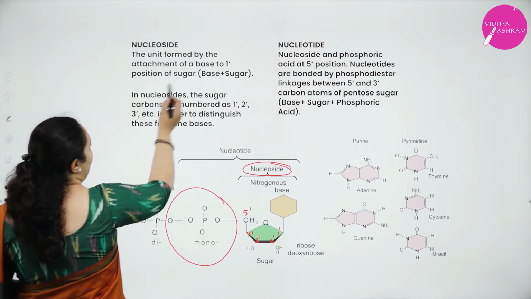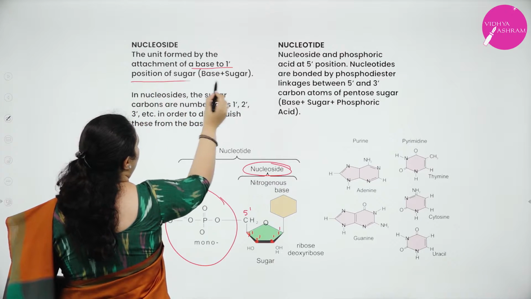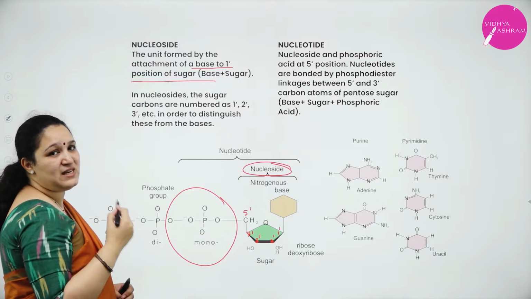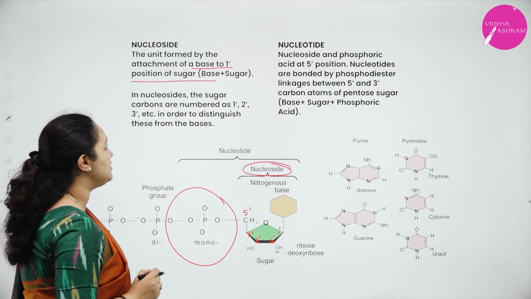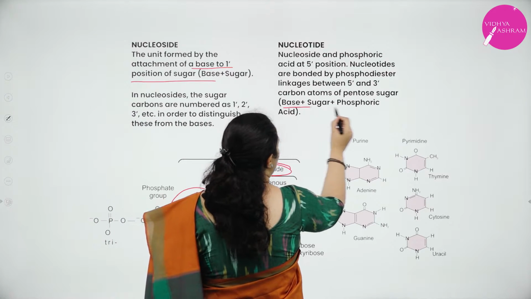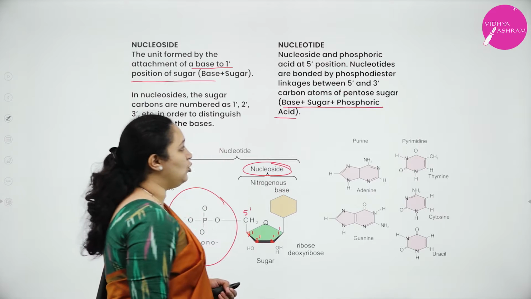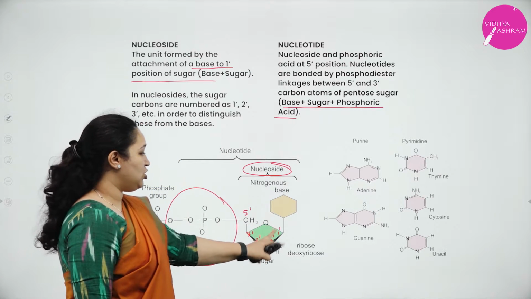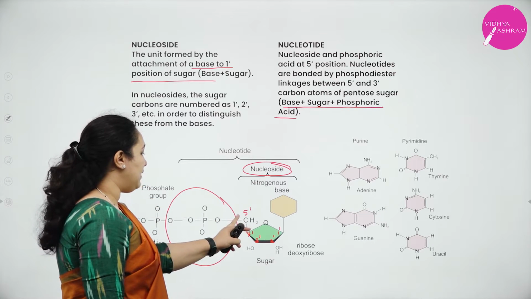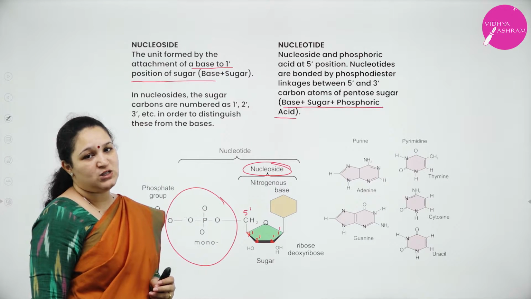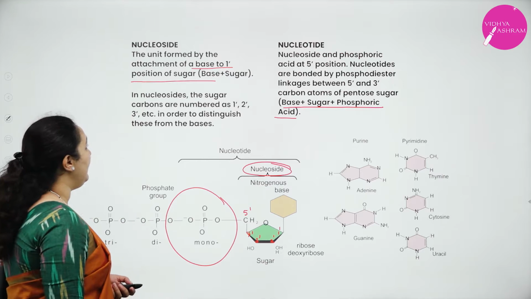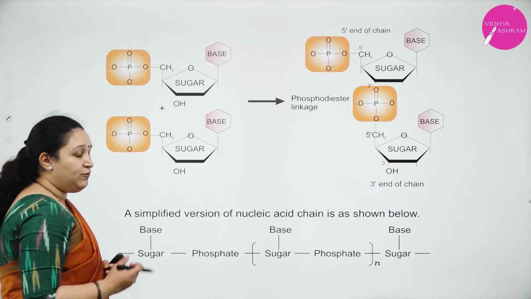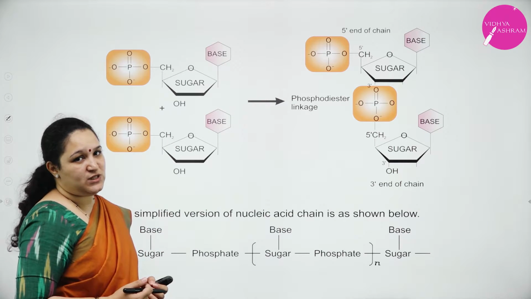The unit formed by attachment of a base to the 1 prime position, or base plus sugar, we call a nucleoside, and base plus sugar plus phosphoric acid group, we call the nucleotide. So at the 1 prime position of the sugar we have the base, and at the 5 prime position of the sugar we have the phosphate group. Okay, next is the phosphodiester linkage which is formed.